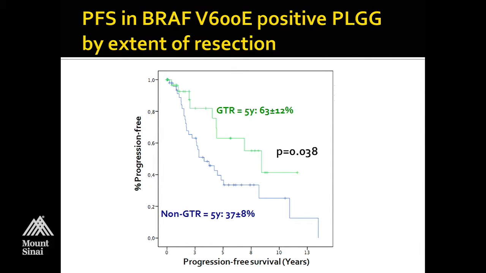So why is that important? So from a clinical perspective, it's important to identify these patients because they actually don't respond the same way to our current therapies. So this is showing you our BRAF V600E patients who either had a gross total resection or did not have a gross total resection. And you'll see that they actually do a little bit better if they get a complete surgery, but overall their progression-free survival is still not great.